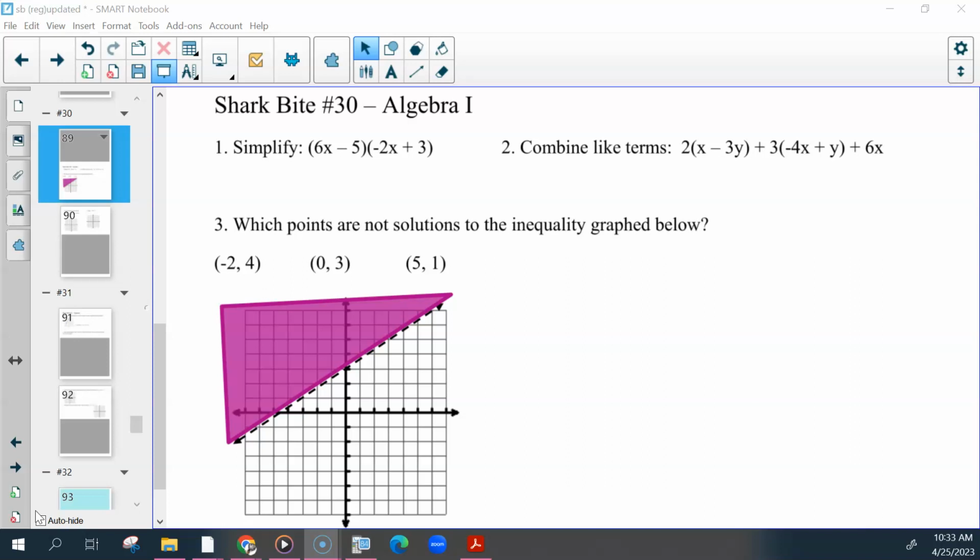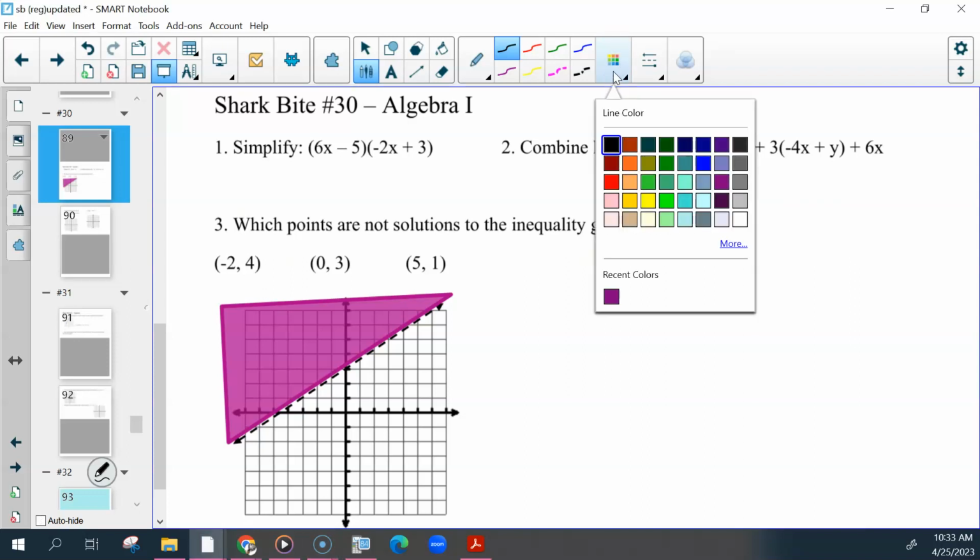So I think that's about all of them. So I saw 1, 2, 3, 4, and 5. Some of these can be done on Desmos, some cannot. So for number 1, we're going to check it in Desmos, but in order to do it, you have to remember how to distribute.